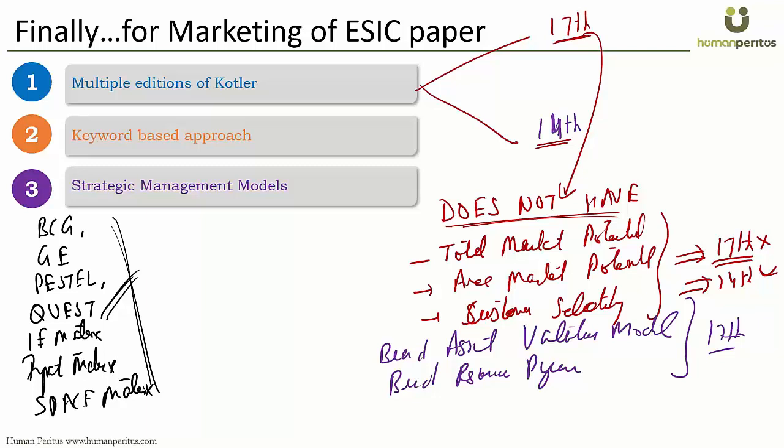Then also make sure to go through the entire strategy making process. In the second chapter of Kotler, some part of it is given, how strategy derives from the management level, business level, functional level, and so on. But it's not given so well in Kotler. So please go through that also. You also have to go through some topics of strategic management.